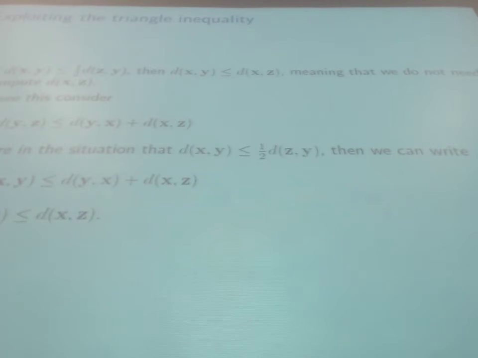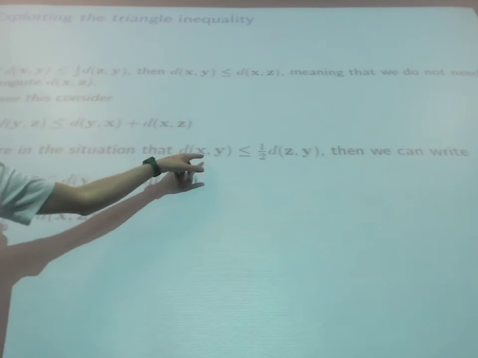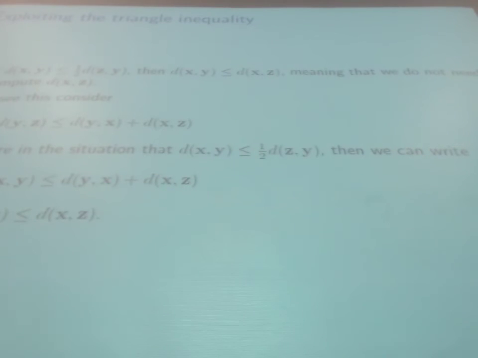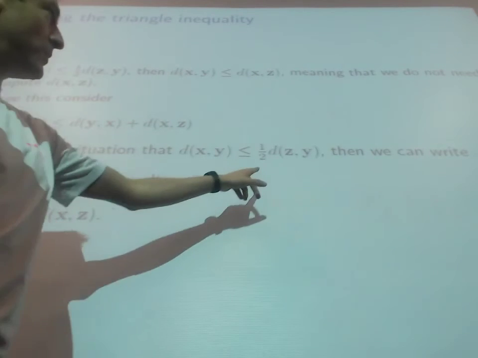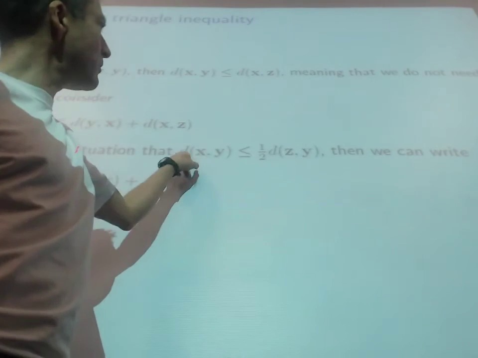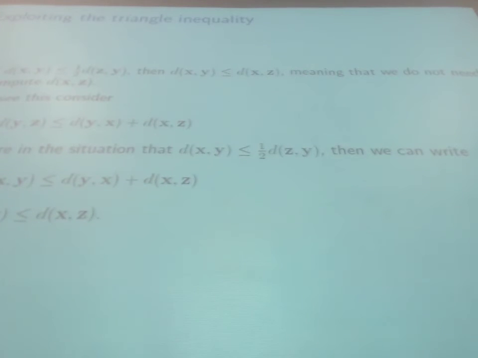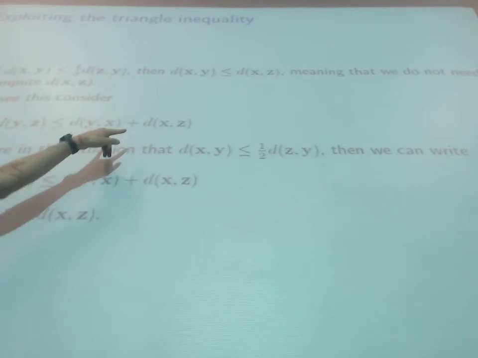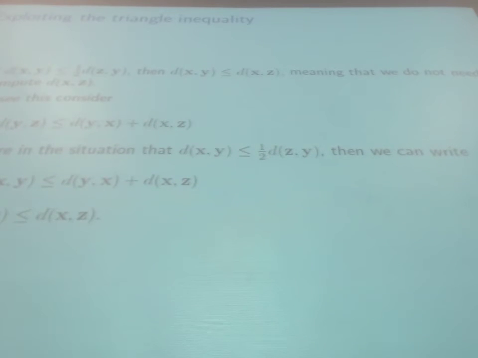So if you're in the situation that the distance between x and y is less than half the distance between z and y, then similarly, the distance between z and y is bigger than or equal to 2 times the distance between x and y. So we can plug that in here. We're bigger than 2 times the distance between x and y. So 2 times the distance between x and y is less than this bound here. We just subtract this from this, so we've got the distance between x and y is less than the distance between x and z.